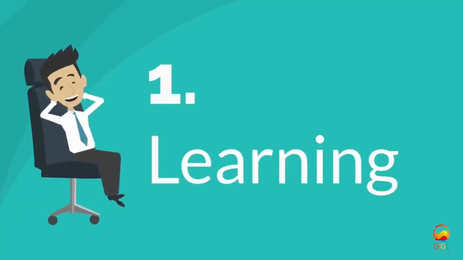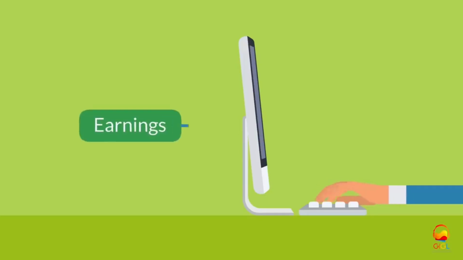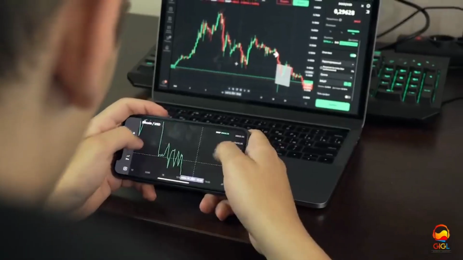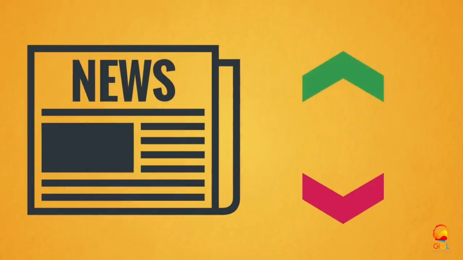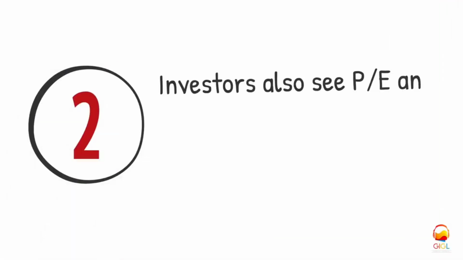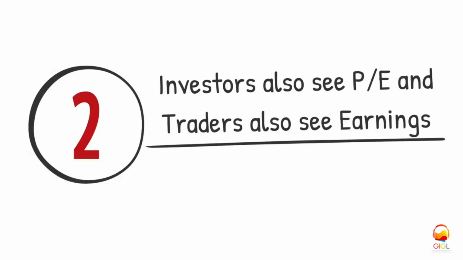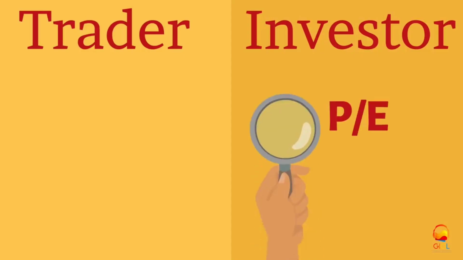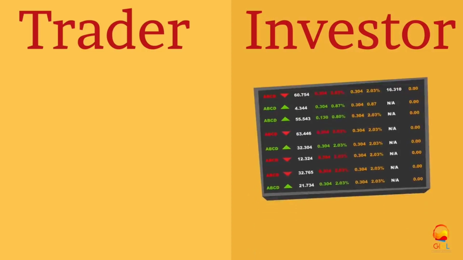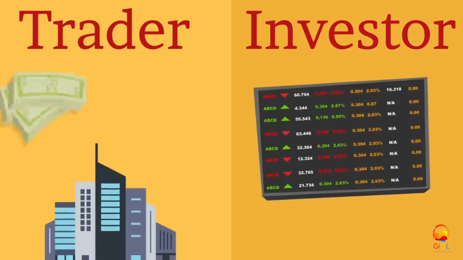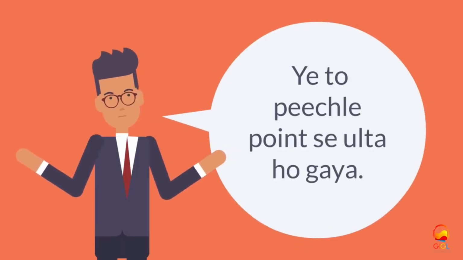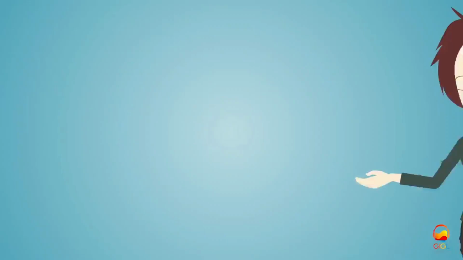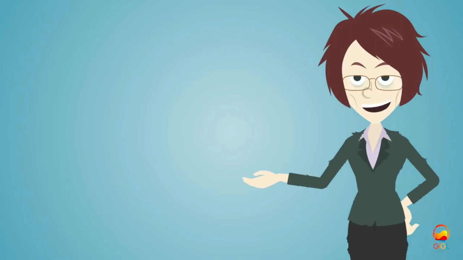So first of all, our learning is that the main focus of a value investor is on the earnings, but the main focus of a trader is on the overall market mood or on any news which will make the price higher or lower. The next point says that investors also see PE and traders also see earnings. This point means that investors also look at the PE, that is the mood of the market, and traders also look at the earnings of the company. Now many of you must be thinking, what is this? It will be the reverse of the previous point. So let's understand it in simple language.